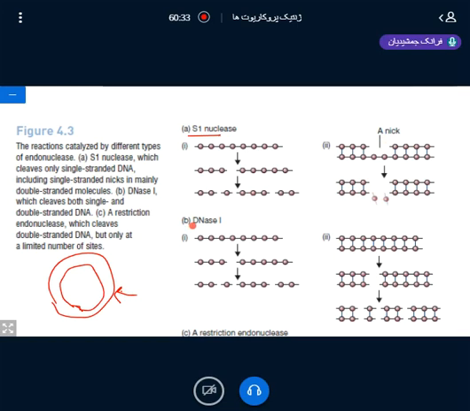What about DNase 1? DNase 1 is some kind of endonuclease which both breaks single strand DNA, look at here, and here it can break double strand DNA. So it can break both single strand and double strand DNA.